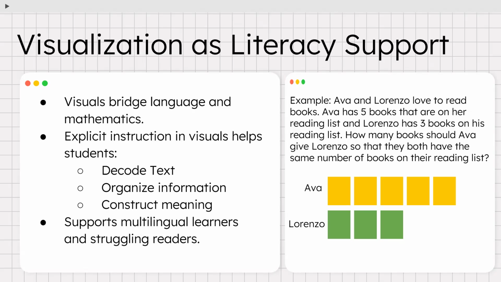If the teacher had just put the number 5 next to Ava's name and 3 next to Lorenzo's name, students may find it more difficult to understand. So the visual has helped students decode text, organize information, and construct meaning. So we can see that visualization isn't just a math tool, it's a literacy scaffold. For multilingual learners and struggling readers, pairing visuals with text scaffolds can be transformative. This supports equity in access to grade level content.